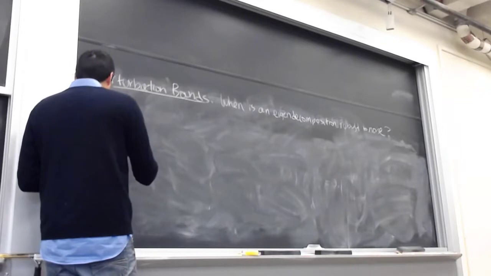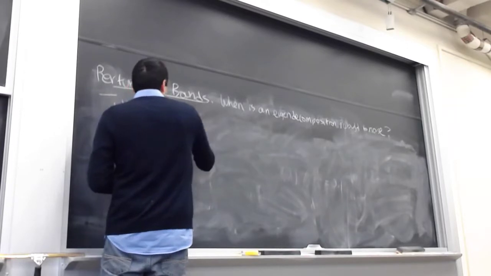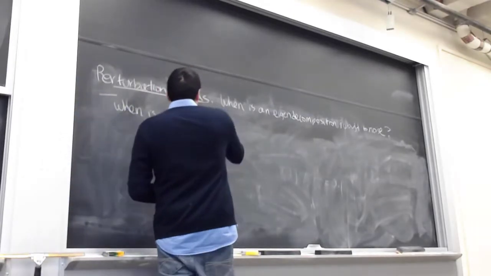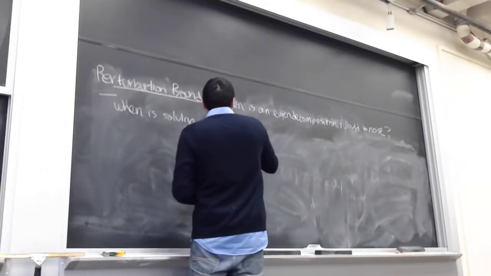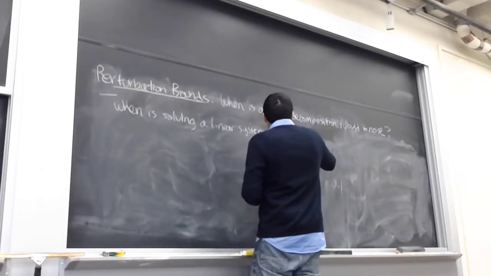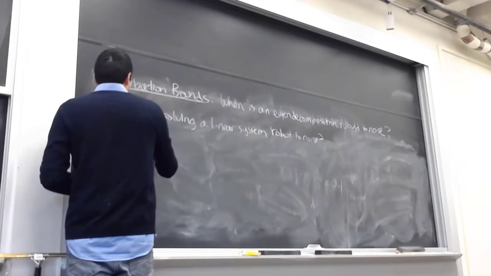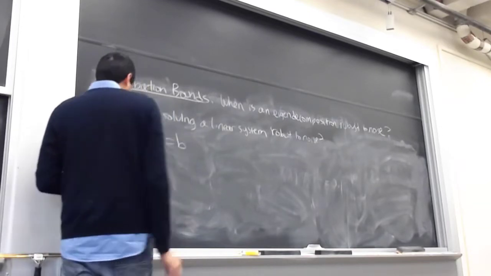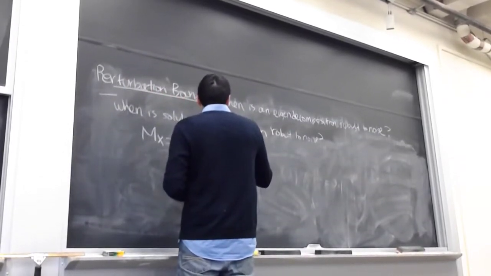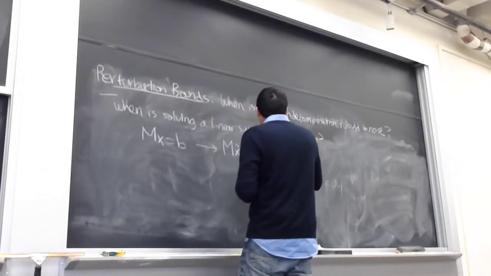So we're going to start with much simpler questions. We're going to start with the question, when is solving a linear system robust to noise? An eigendecomposition is really just a collection of linear systems. So the way to think about this is, what if we have some linear system, Mx equals b, but instead of b, what we're actually given is something else, and we look for a solution to some related linear system.